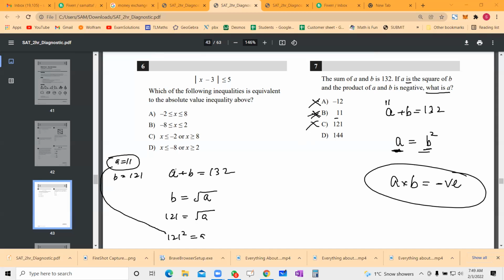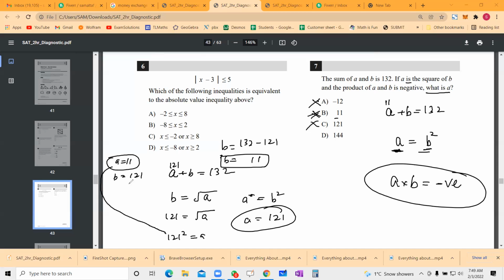Let's go for 121. If A is 121, then B will be 132 minus 121, and that'll be 11. B is 11. If B is 11, then A will be B squared. So A will be 121. So yeah, I think that's working, right? Because we have got A is 121 and A is 121. So I think option C is the right answer.